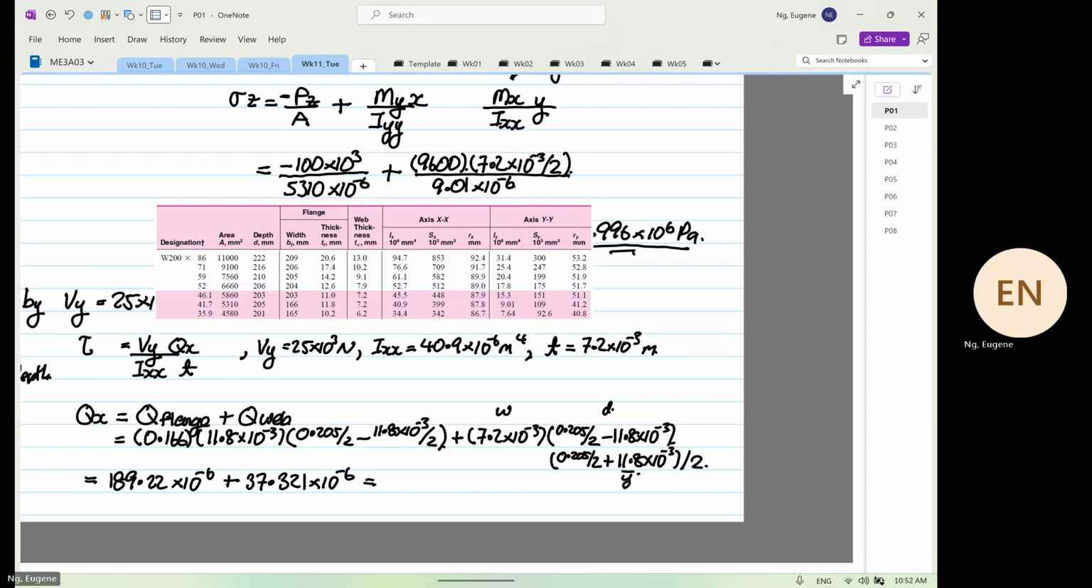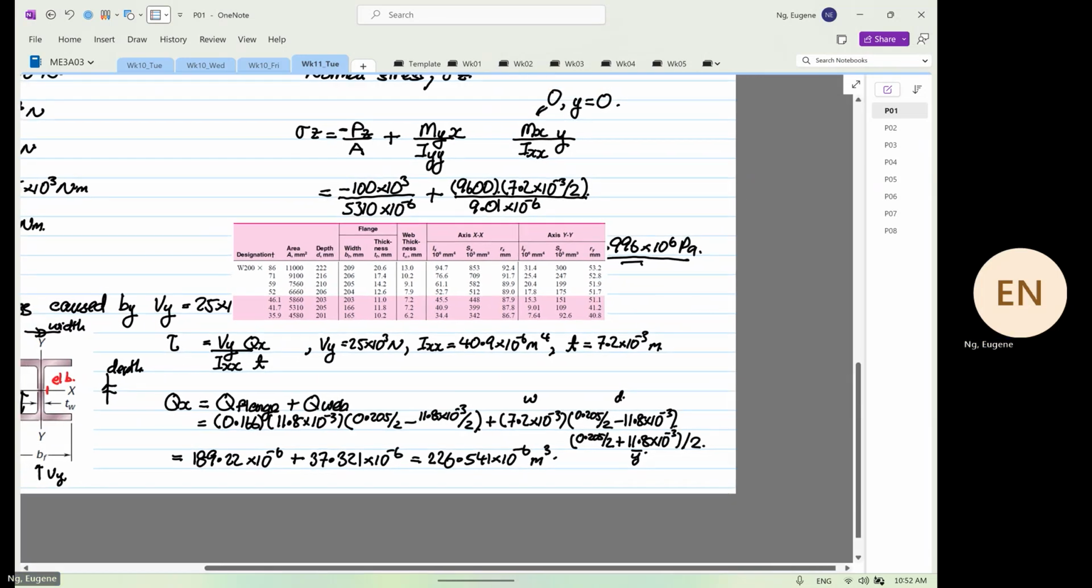So 189.22 × 10^-6 plus 37.321 × 10^-6 is equal to 226.541 × 10^-6 meter cubed. So 189.22 plus 37.321 is 226.541. Okay. So finally, any questions from anyone so far?